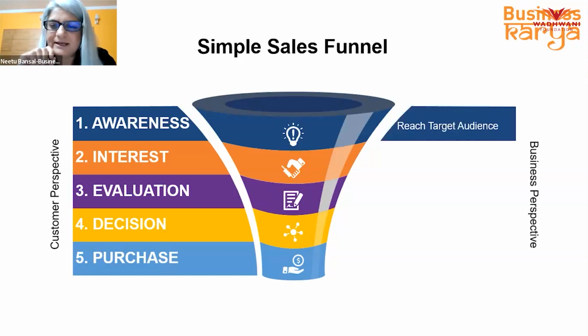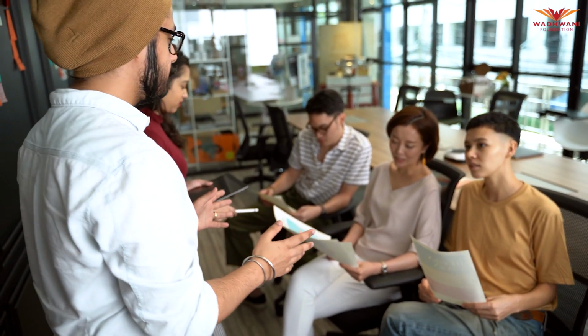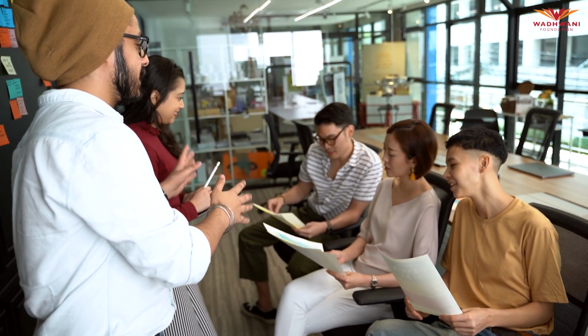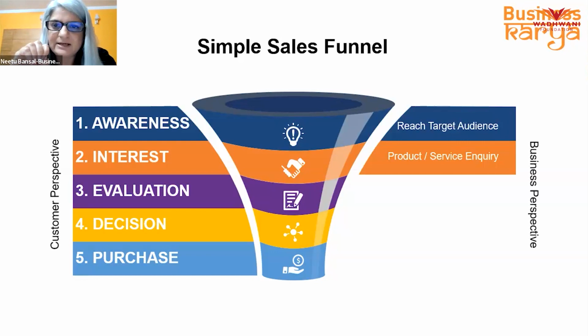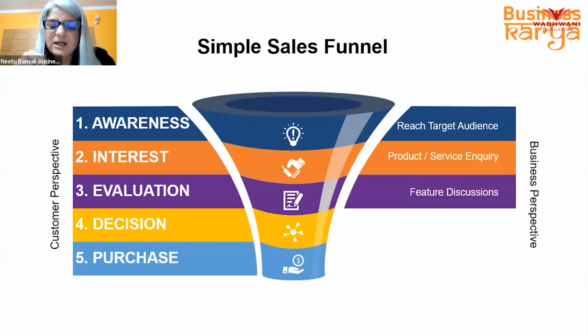When we're looking at awareness, what we are actually trying to say is how can we reach the target audience? Whether it is done socially, digitally, or physically, doesn't matter. This is the target audience that we are trying to create the awareness with, right? The next one, at the interest stage, this is typically when we get an inquiry, right? So if the customer is interested, how do we track it? By the fact that we've got inquiries coming in, right?